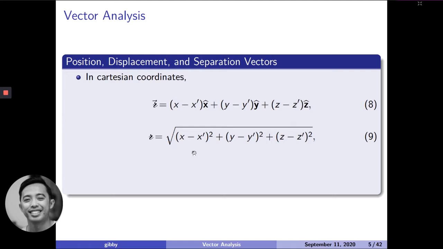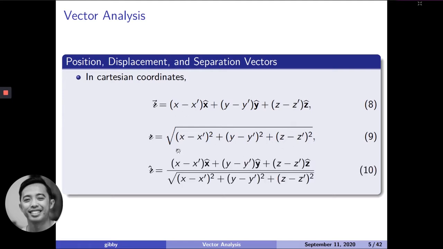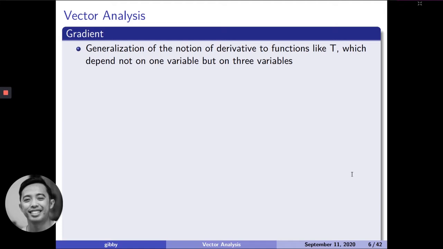And its magnitude is given by this, the same formula. And the unit vector of the separation vector script R is given by equation 10.